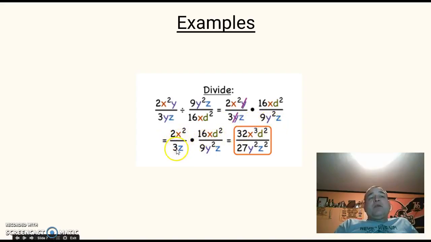So 2x squared, 3z, because the y's are canceled, 16xd squared and 9y squared z. Multiply because they're monomials. 32, remember, product property of exponents, you add the exponents together. X cubed, d squared, 27, y squared, z times z, z squared.